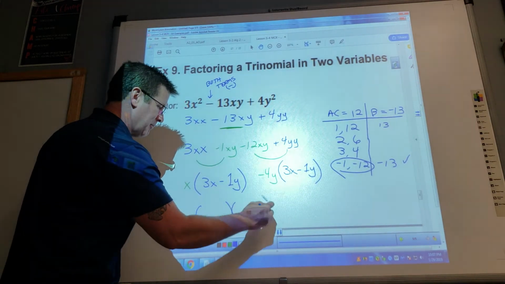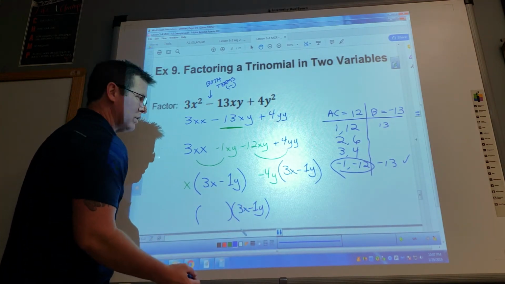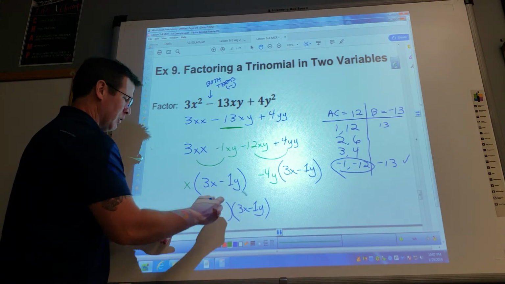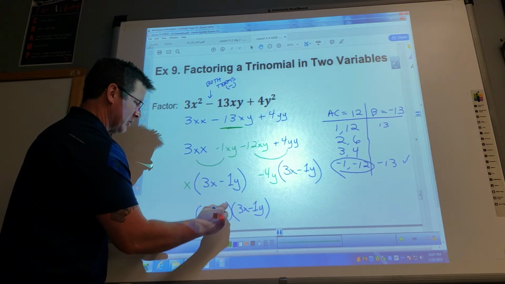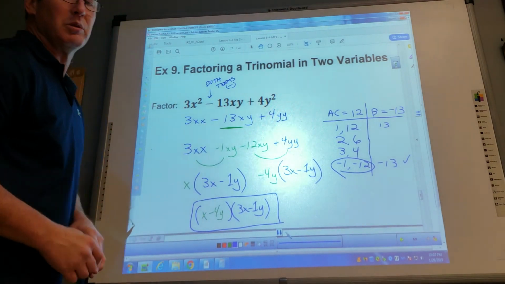What's my last step? Take the common factor. That becomes one of your factors in your answer, and what's on the outside becomes the other factor. And that, my friends, is how you work with 2 variables factoring.